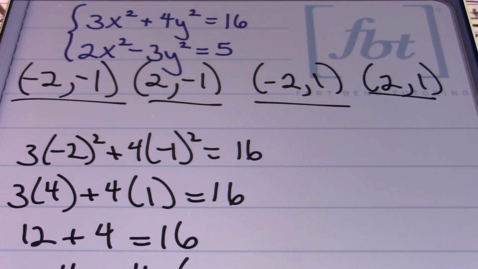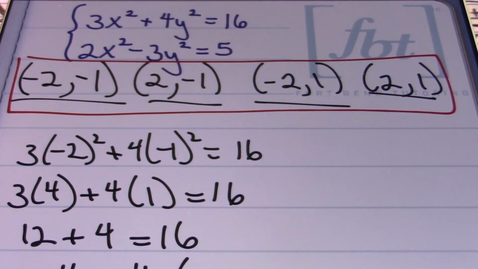All right. So therefore, this is our answer. We're looking at it. All 4 points are intersections, are solutions to the system. Red box it. Red boxing it, ladies and gentlemen. Done and done. Let's see what TI has to say about this.